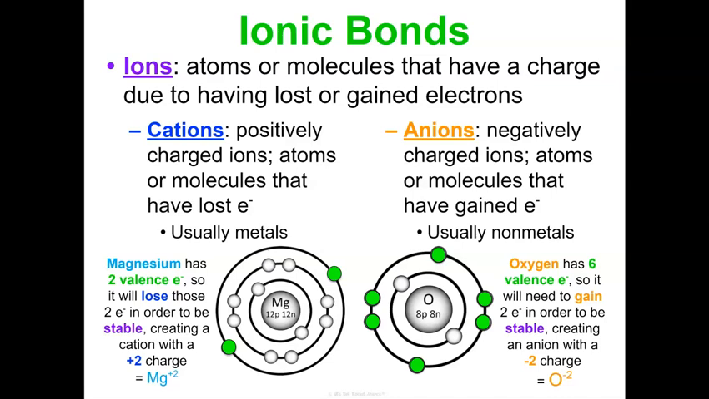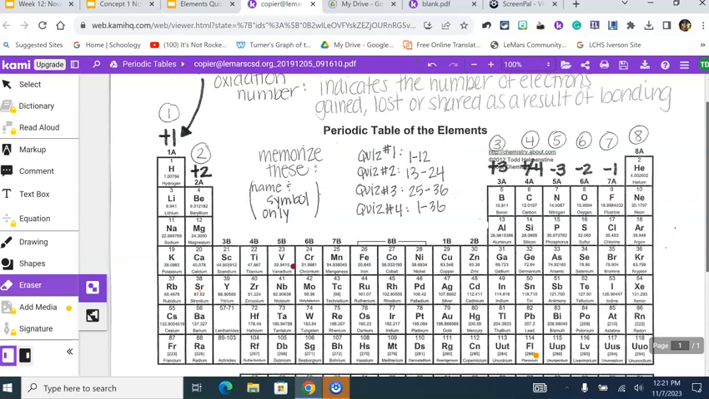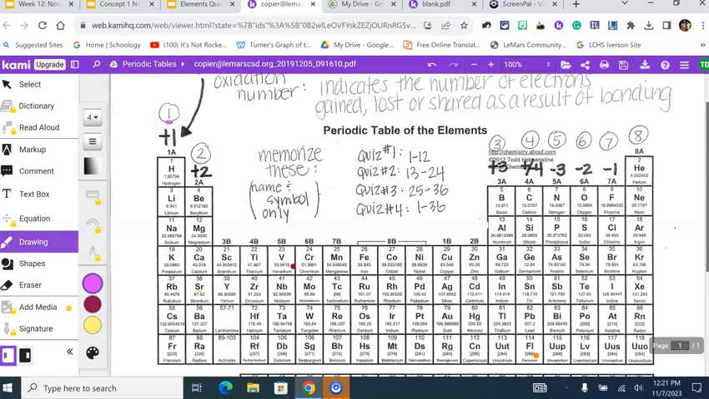Now, it's super simple to understand why it is a positive and a negative charge. But let me review some basics for you here. I'm going to come back to this page, okay? Do you remember this periodic table? Okay. So, this number right here, what does it represent? It represents the valence electrons. So, as you go across the periodic table, it's going to tell you the number of valence electrons that are in the outer shell.